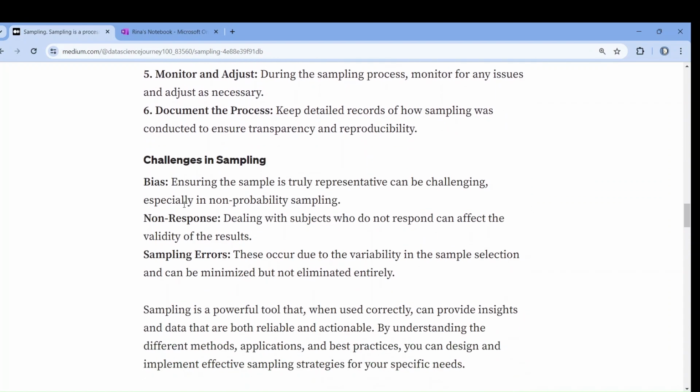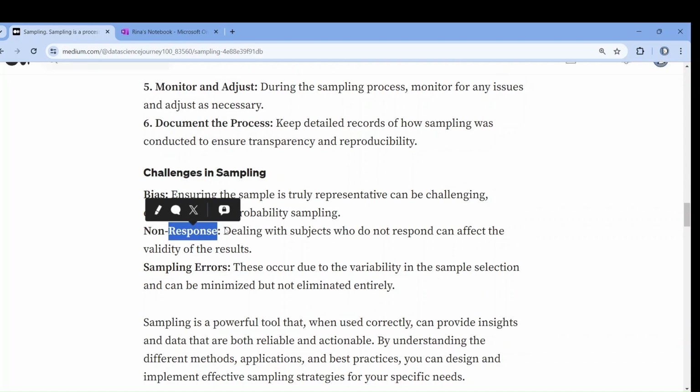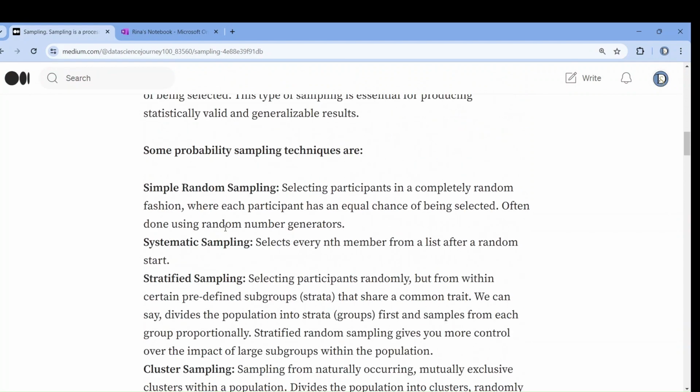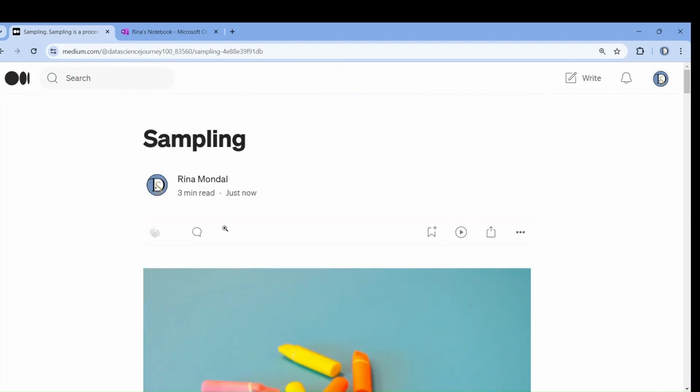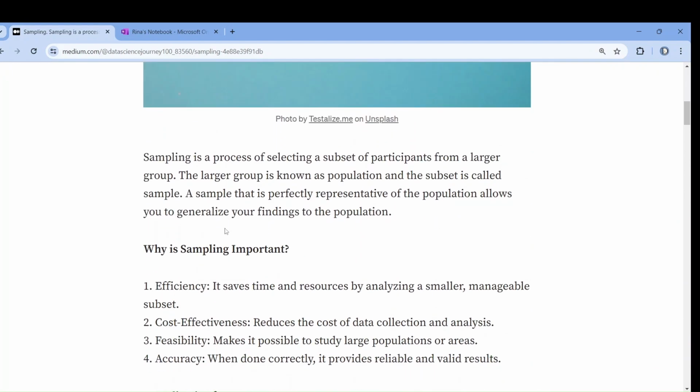And what are the challenges? Bias. Obviously, the first challenge is that you can get a biased result. Sampling errors, because there may be variability in sample selection. Next, non-response. Some participants may not respond well. They may respond differently. So we have studied everything about sampling. I think these things are quite enough for moving forward. Okay, we'll meet soon. Bye. Happy learning.